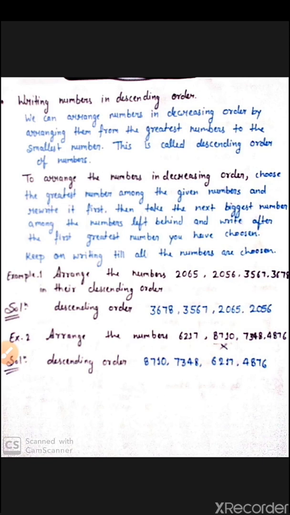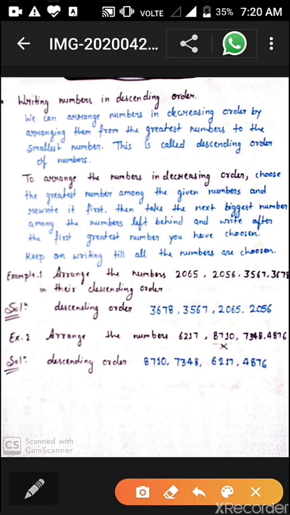So let's look at the example. Arrange the numbers 2065, 2056, 3567, 3678 in their descending order. Okay, for writing in descending order, first we will choose the greatest number among these numbers. So which is the greatest number among these numbers? Yes, 3678. This is the greatest number among these numbers.